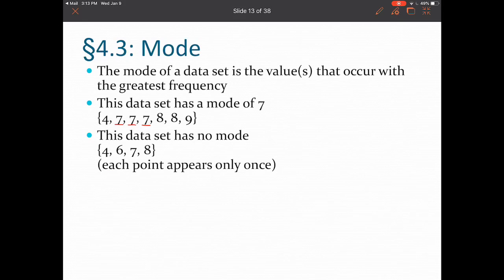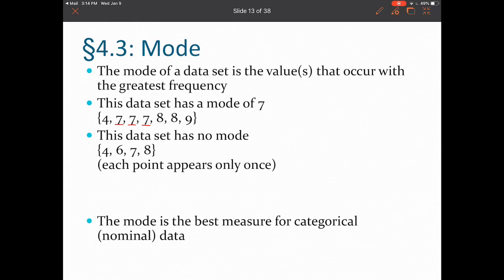Whereas this data set has no mode. So we see that it's 4, 6, 7, 8. Each point only appears once. And we would say this has no mode. No mode. It's the number that has to occur with the greatest frequency.